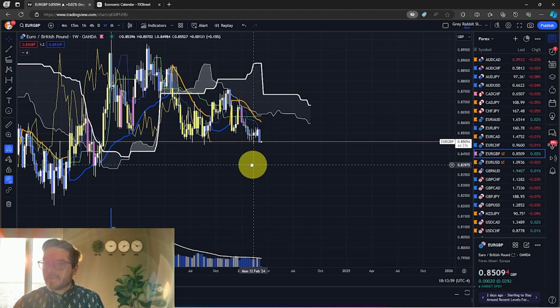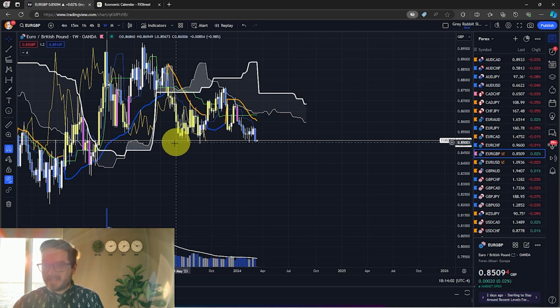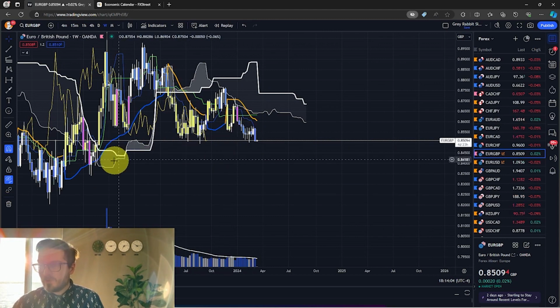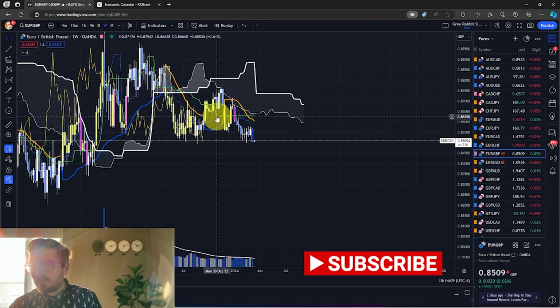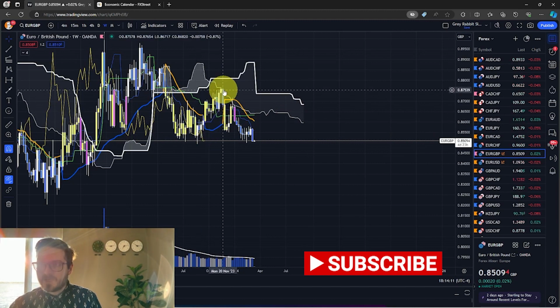Yeah. So guys, this is special because, let me turn the drawings on. Well, actually, let me start just with the raw Ichimoku. So guys, we had the gold cross here. So we had a deep retracement up.